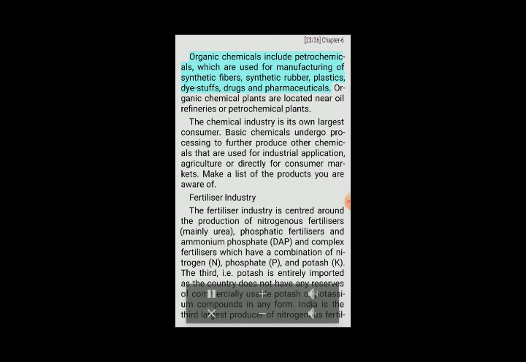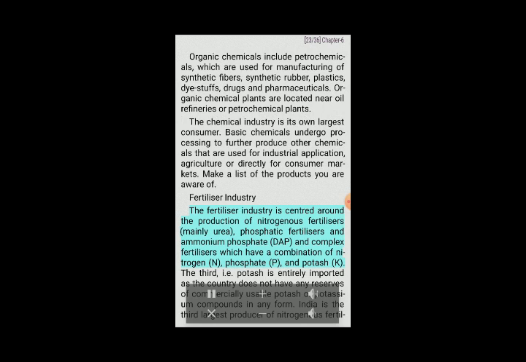Find their names. Organic chemicals include petrochemicals, which are used for manufacturing of synthetic fibers, synthetic rubber, plastics, dye stuffs, drugs and pharmaceuticals. Organic chemical plants are located near oil refineries or petrochemical plants. The chemical industry is its own largest consumer. Basic chemicals undergo processing to further produce other chemicals that are used for industrial application, agriculture or directly for consumer markets. Make a list of the products you are aware of.